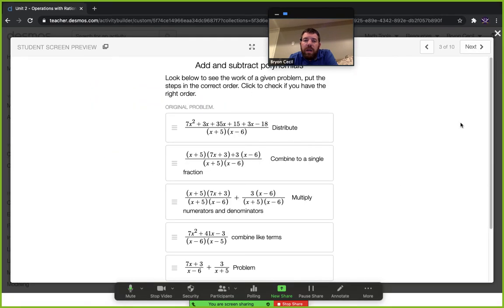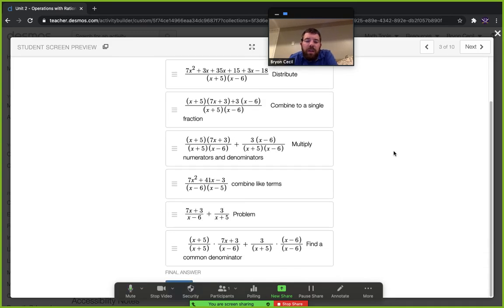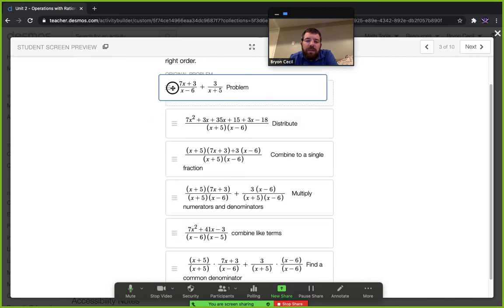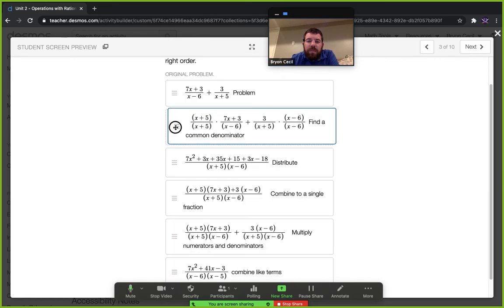So let's just jump right in. When we're adding and subtracting these rational expressions, we're going to put them in order. So we have here the problem. Of course, that's going to be the first thing that we do. And then, guys, what you're going to do is look to find a common denominator. So you're going to have the problem, then the common denominator.